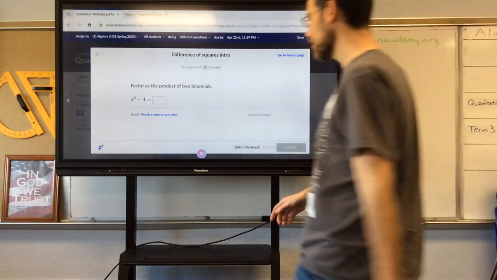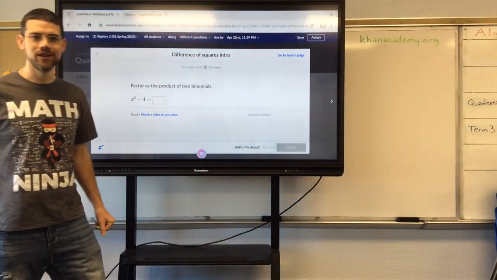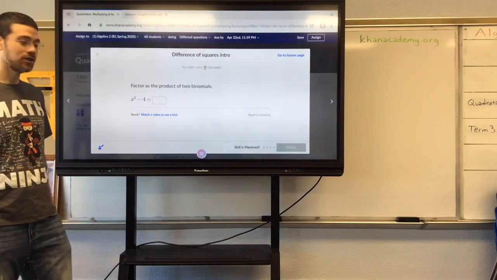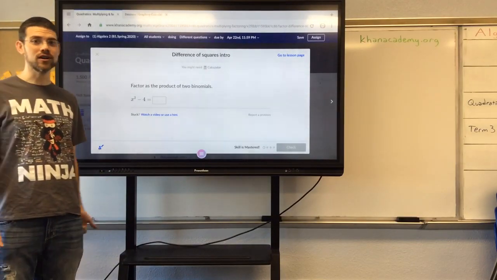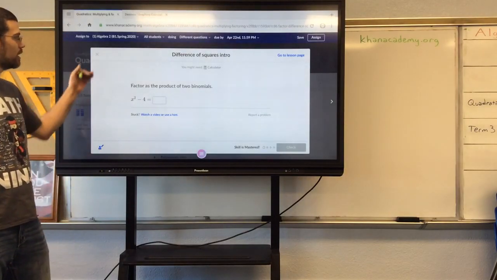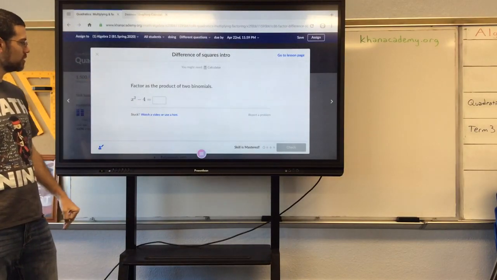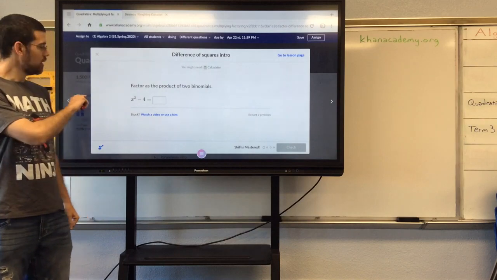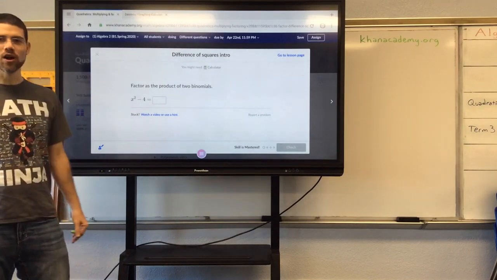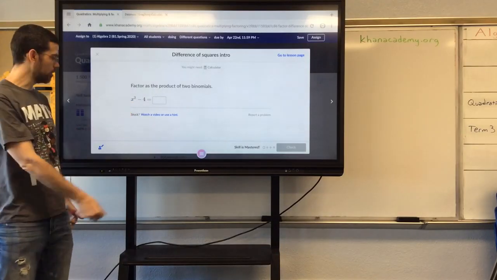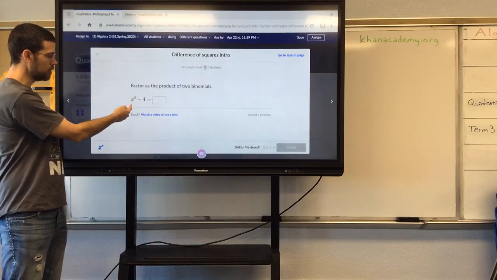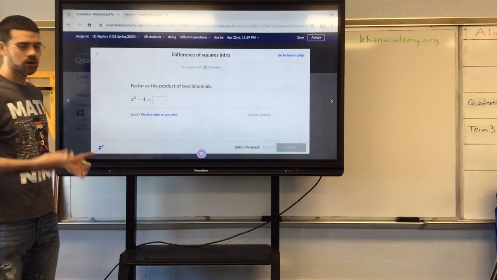All right, welcome back. We are in Khan Academy on quadratics, multiplying and factoring. That's under the Algebra 1 course on Khan Academy. And we're looking at this skill, difference of squares. So here it tells us to factor as the product of two binomials. So here's a polynomial, degree 2 with a constant 4.